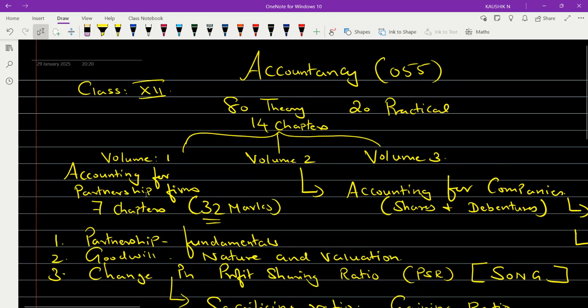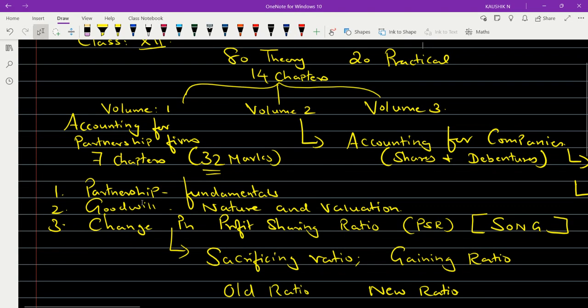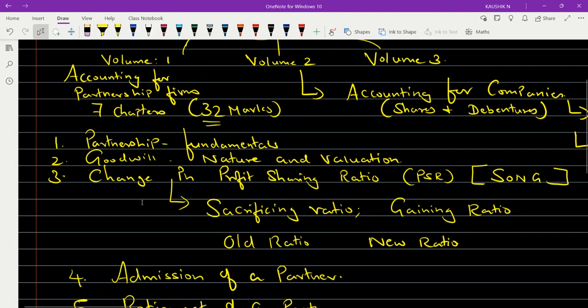So, accounting for partnership firms. In this textbook, altogether you have got 7 chapters. The chapters have been marked as follows. The first chapter is partnership fundamentals.